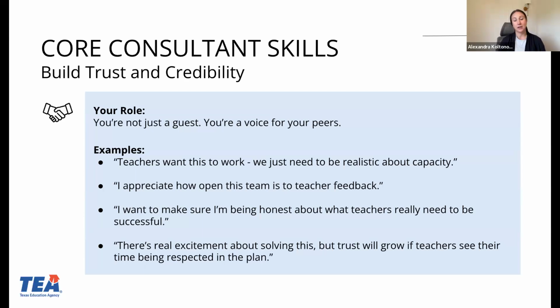And there's real excitement about solving this, but trust will grow if teachers see their time being respected in the plan. So again, it's nice that you teacher researchers have been involved in this process since the get-go, because you've already been able to start to build that trust, working with the DQI team and the DQI lead to build that relationship, and just knowing that you're all working on the same groundwork to help solve the problem related to teacher time.